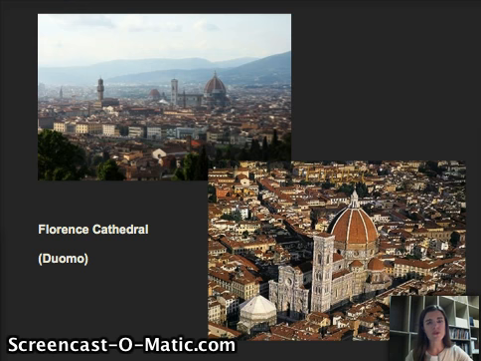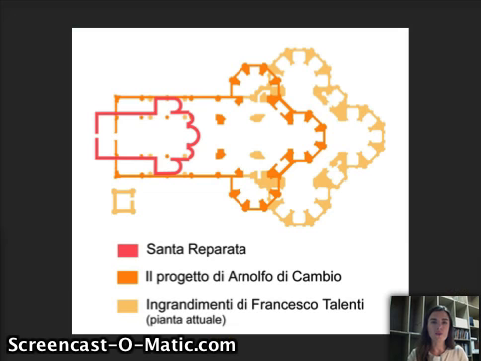Another similar story is the Florence Cathedral. However, they were able to accomplish eventually closing off the dome, and we'll cover that in a few weeks. But when they first built it, they built it so large and with such a large space for the dome that they were unable to finish it. So let's have a look at how this church grew.